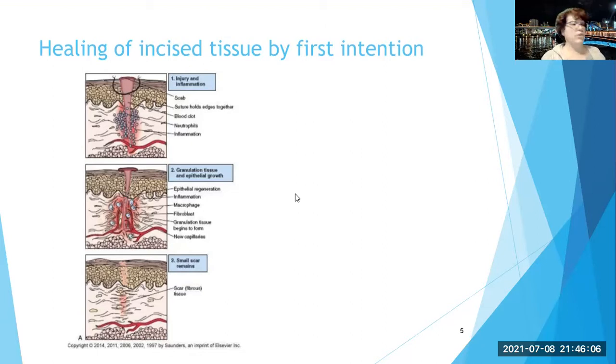So this is the diagram of healing in first intention. There's a little suture in there. It's holding the edges together. There's a blood clot that's providing hemostasis. You have neutrophils. There's a little bit of inflammation there. You get granulation tissue and epithelial growth, epithelial regeneration. And there's a small scar that remains, and a little bit of fibrous scar tissue, but it's not extensive.